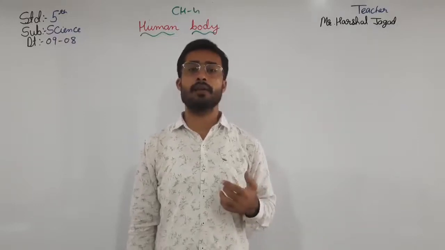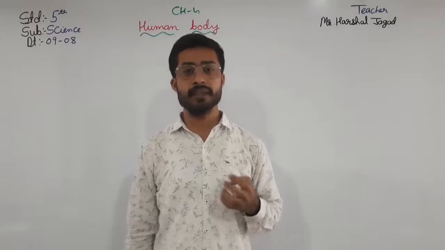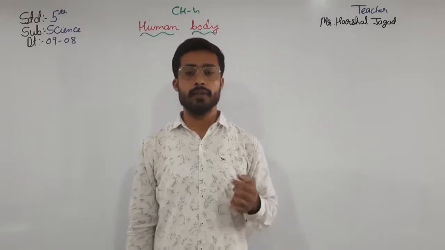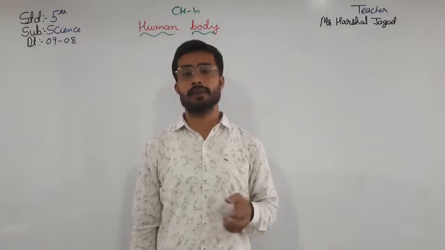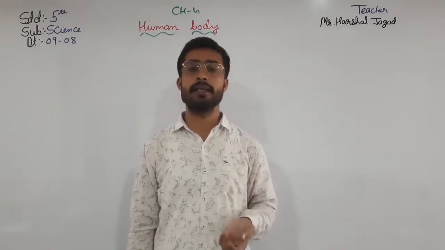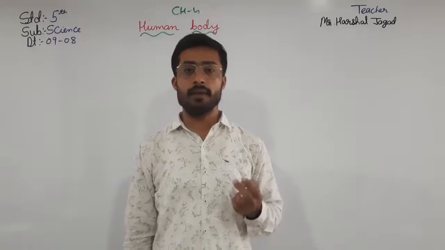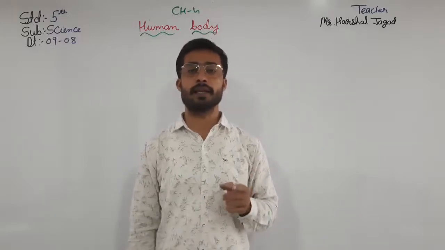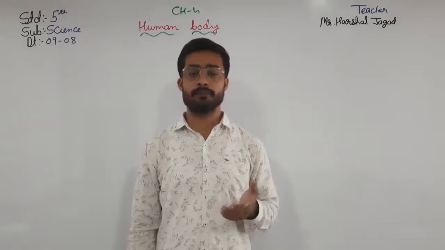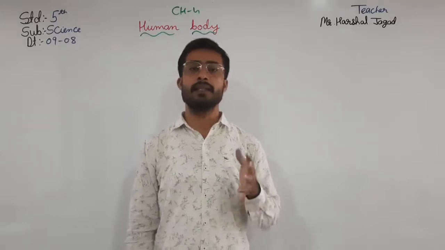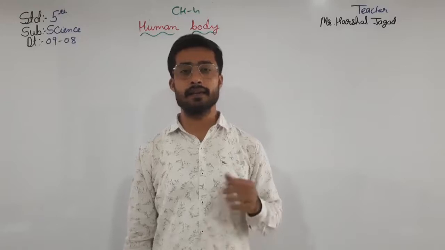Internal organs are very soft. They require protection. So for protecting internal organs, there are two systems, the skeletal system and the muscular system, which protect our internal organs. Then after, we have seen the different parts of the skeletal system.